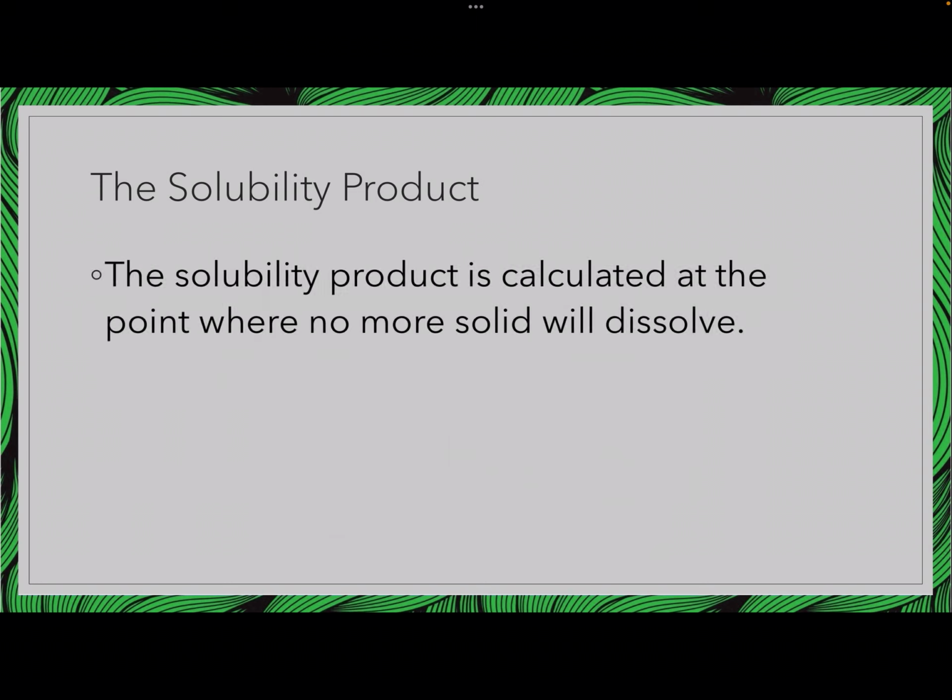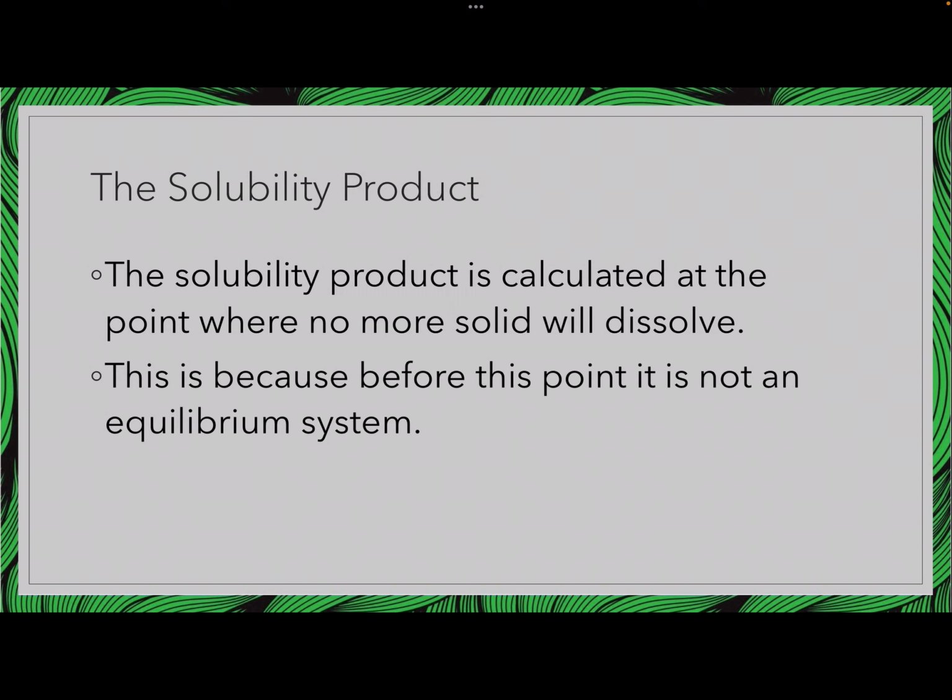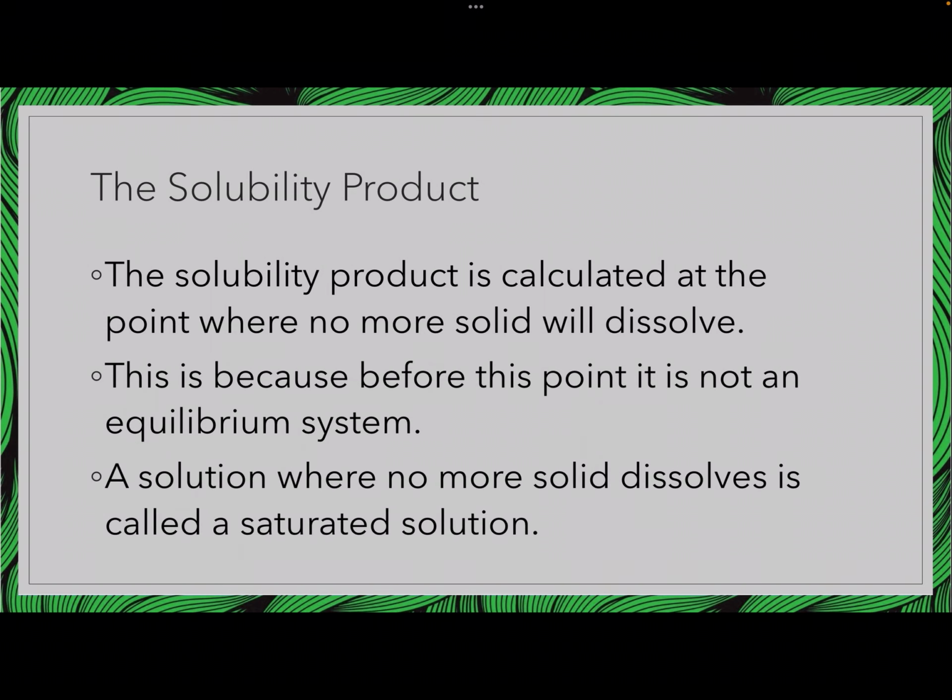The solubility product is calculated at the point where no more solid will dissolve. Now, if you remember what that's called, that's a saturated solution. This is because before this point, it is an equilibrium system. I've got here it's not an equilibrium system, but it is, but it's all the way to one side. But we need to reach that saturation point for it to be a proper equilibrium system. A solution where no more solid dissolves is called a saturated solution. And that's the point where our equilibrium comes to it.